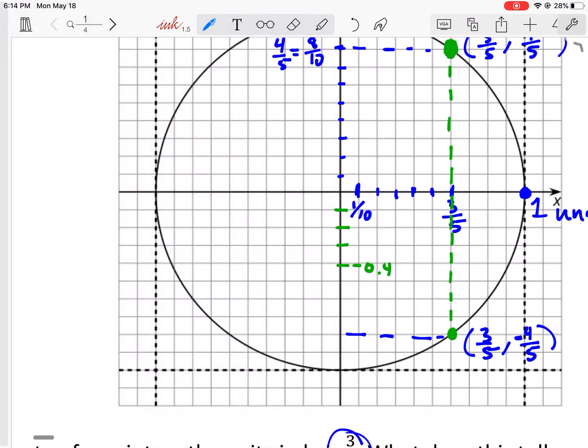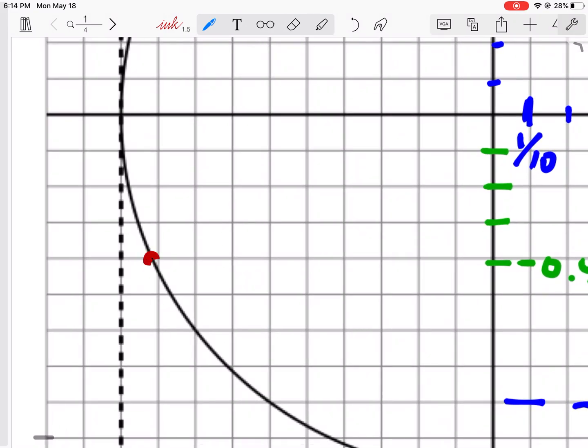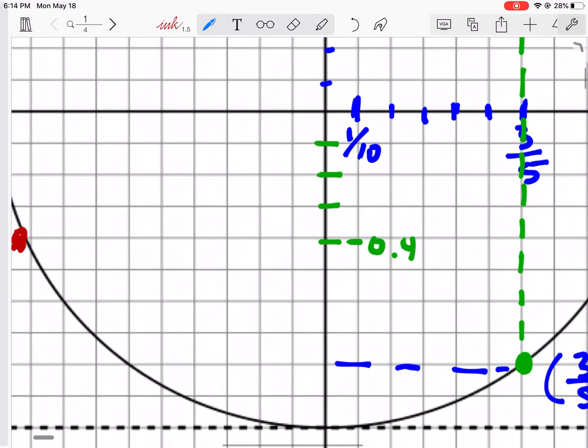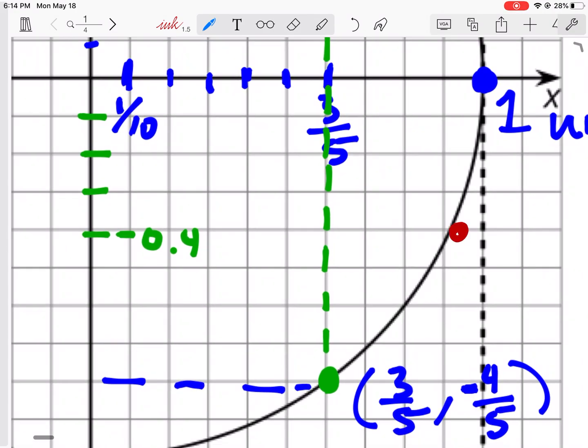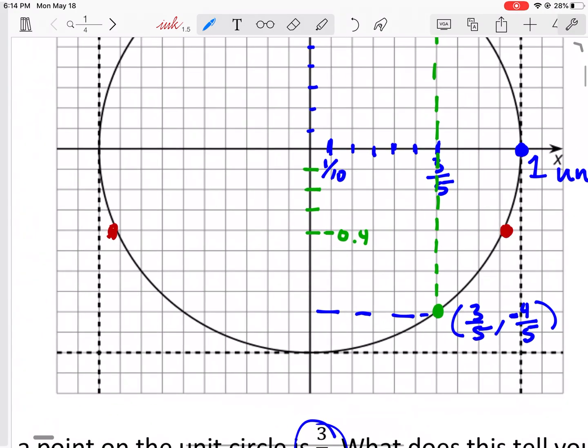So now we want to figure out what the x-coordinate is. Well, here's the point that corresponds with that. There's 1 right here. But if we went in the other direction, there's another point right here. So now we've got to figure out that x-coordinate.